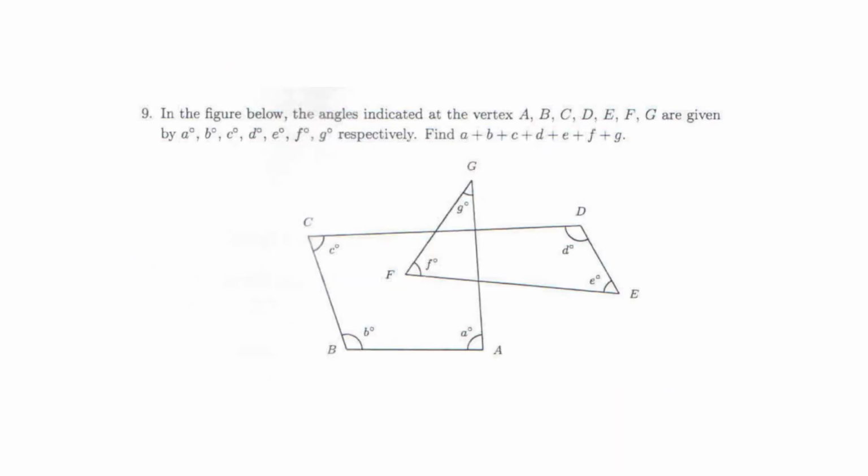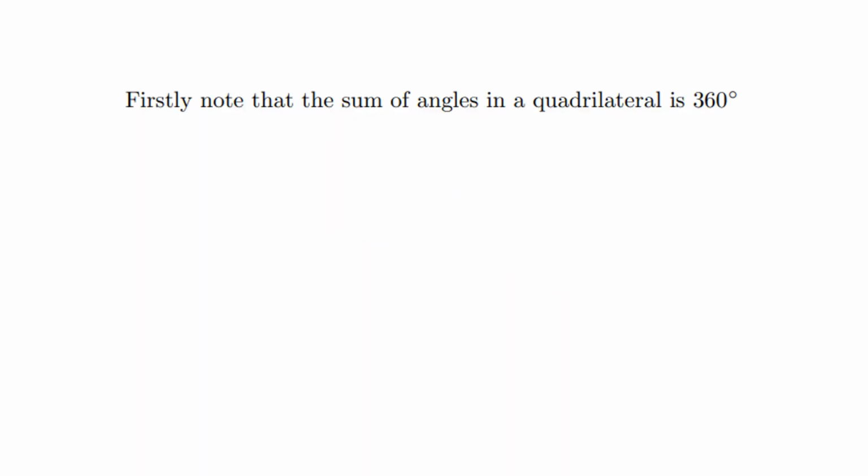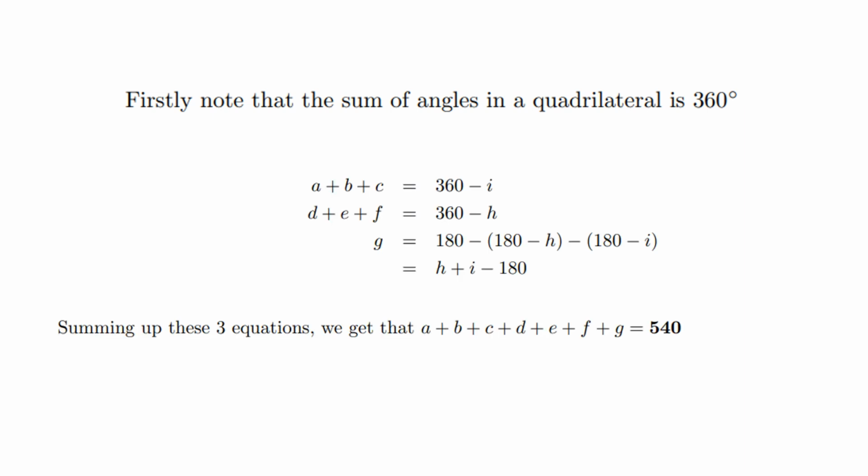This is question 9. So firstly, I will label the following two angles H and I. Now, one important fact is that the sum of angles in a quadrilateral is 360 degrees. Using this, we can relate A, B, and C to I, and D, E, and F to H. And then to find G, we can use the angle sum in a triangle. And subsequently, we get this relation with G, H, and I.